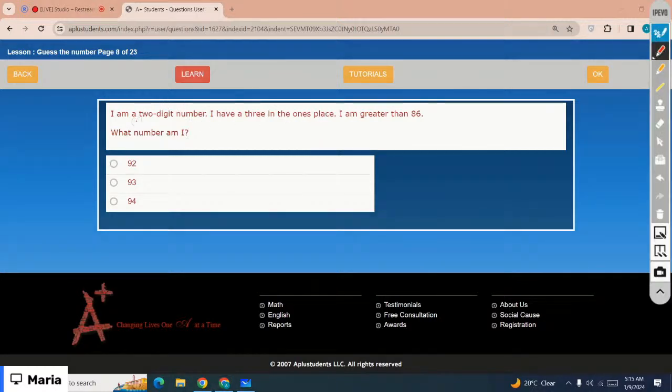First, the number is two digit. Second, I have 3 at the ones place. I'm greater than 86. So the only number that is greater than 86, has 3 at the ones place and is a two digit number is 93. The correct option is 93. Got it?